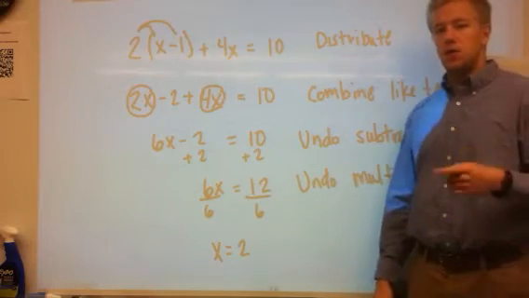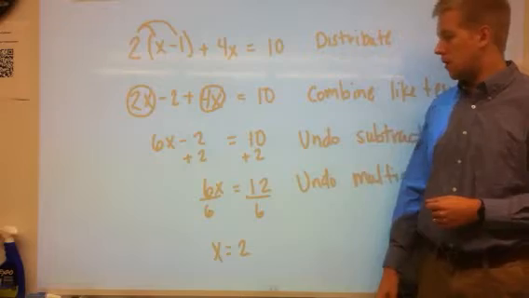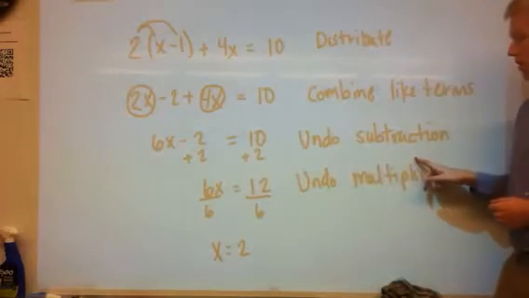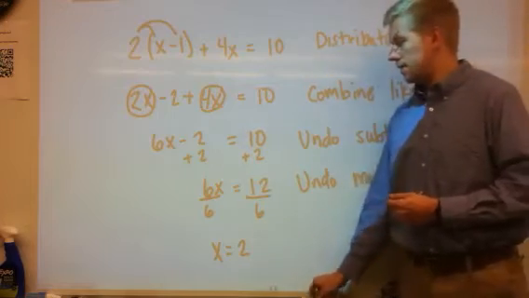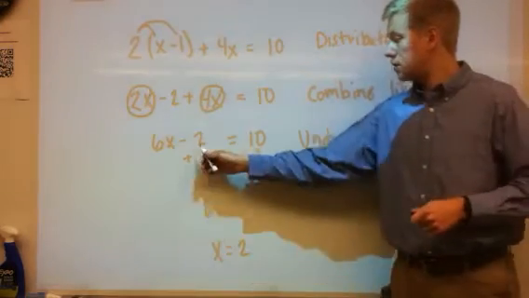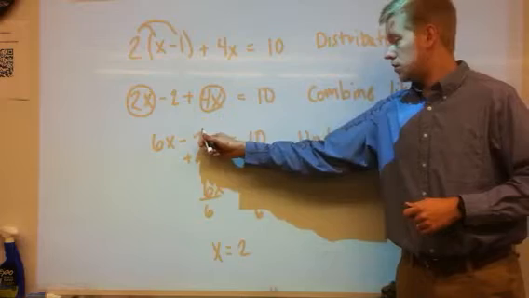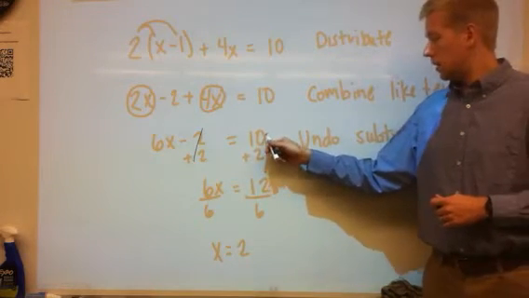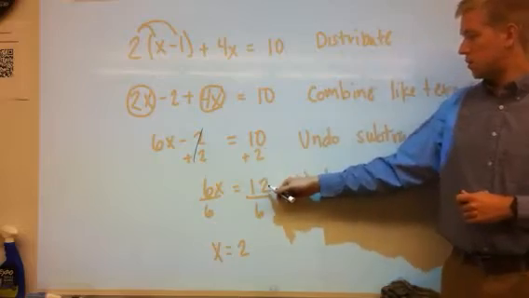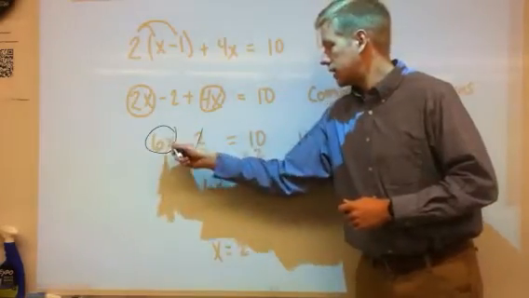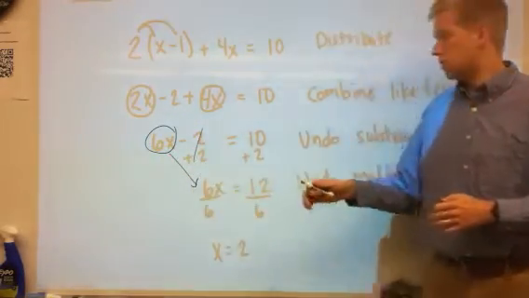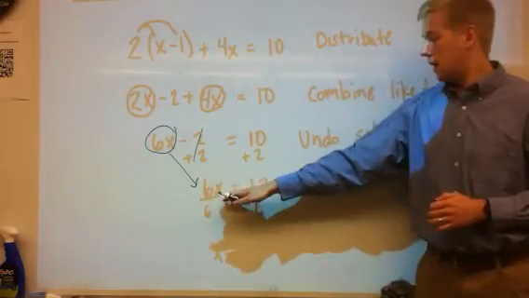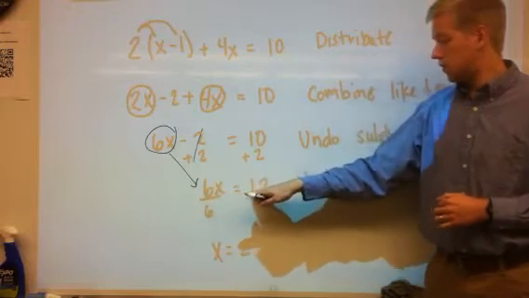Step 3 is to undo addition or subtraction, just like in two-step equations. Here I have a subtraction, so I'm going to undo the subtraction, and the way I undo that is I add my 2 to both sides, to the negative 2 on this side and to my 10 on the other side of the equal sign. So I get 10 plus 2, which is equal to 12. I bring down my 6x, because that was what was left on the left-hand side of my equal sign. And what I'm left with is 6x = 12.